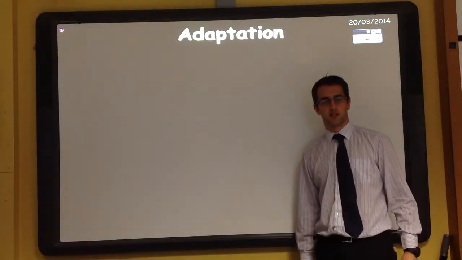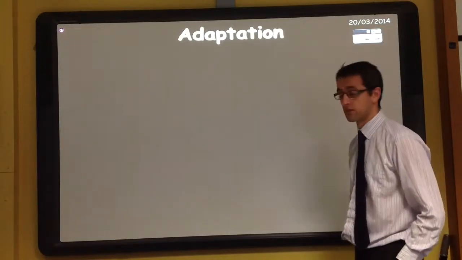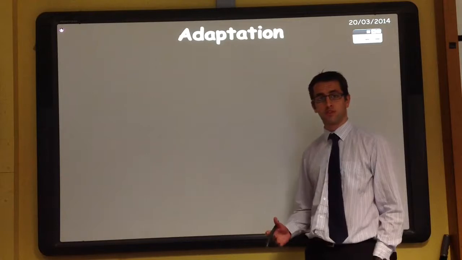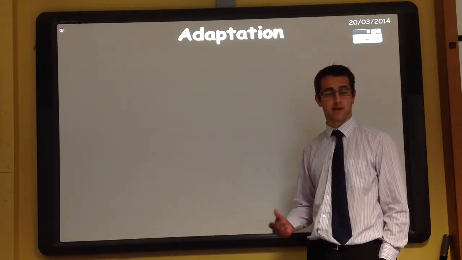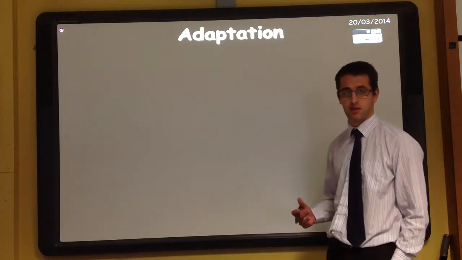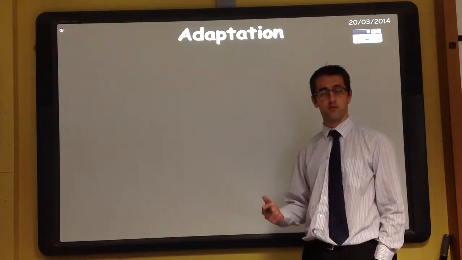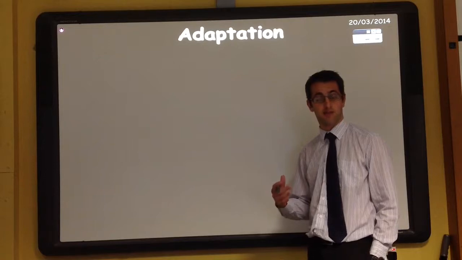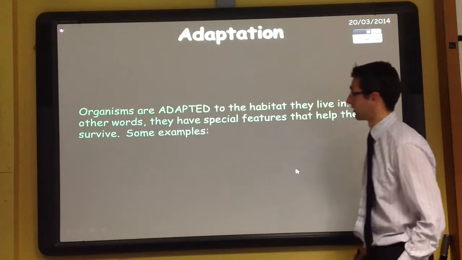This is the International AQA certificate for GCSE Biology, and today we're looking at adaptations. For all organisms to survive, whether it be plants or animals, in whatever habitat they happen to live in, they need to be suitably adapted to that. They require certain resources, whether that be food, shelter, any of those sorts of things, and they have to therefore be suitably adapted to obtain all of those.